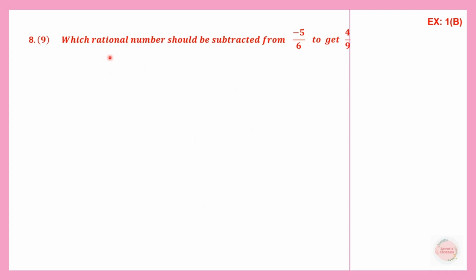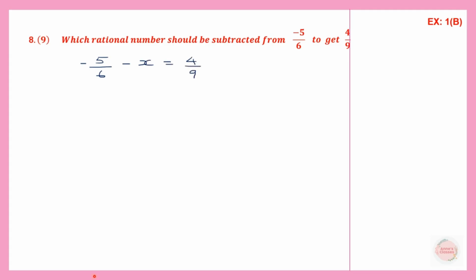Question 8. Which rational number should be subtracted from this number to get minus 4 by 9? Whenever you see subtracted, remember that should come first. So that will be minus 5 by 6. Now what should we subtract? Let's consider that number to be x to get 4 by 9.